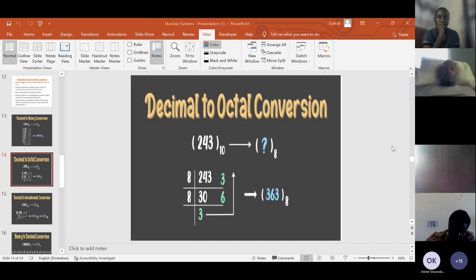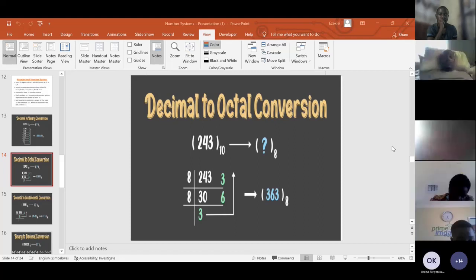And the remainder obtained on the last division also becomes the most significant digit.